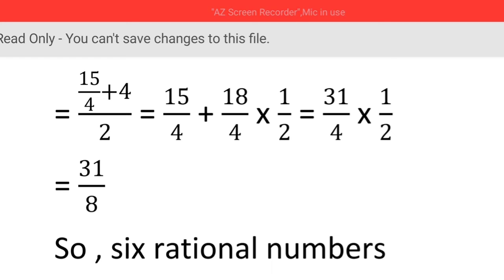You know that how to get this 1 by 2. So 15 by 4 plus 16 by 4. 15 plus 16 is equal to 31. You are thinking that 15 plus 18 is equal to 33. No. Actually, that 18 is mistake only. There 16 will come. So 15 plus 16 is equal to 31.